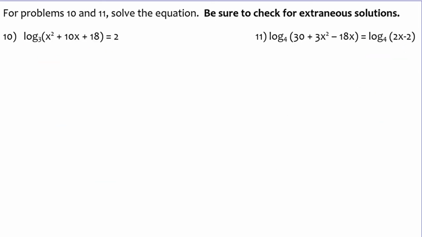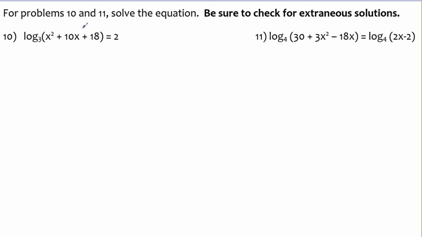Okay, so let's do one more problem in this video, and then we will complete the rest of them in the next video. So problems 10 and 11, it says be sure to check for extraneous solutions. These are just solving problems. Okay, so in this case, this is very straightforward. I'm seeing very similar to the first group of problems that we did. I think it was problem 5 and 6, or 4 and 5. This is just a conversion.